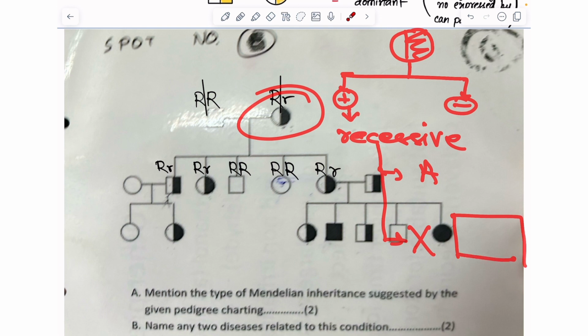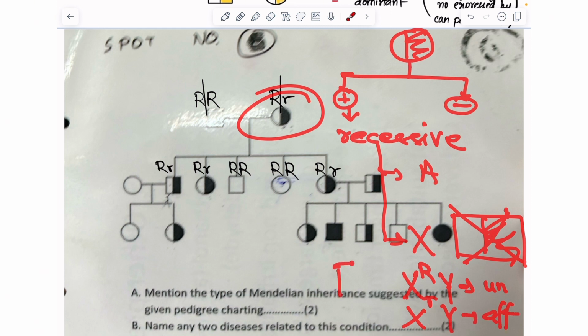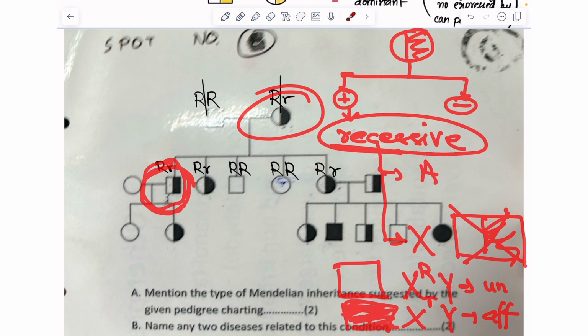And I said earlier, in X-linked recessive, carrier males are not possible because the gene is either X capital R Y, which is unaffected, or X small r Y, which is affected. So you either have an empty square or a completely shaded square, but not a half shaded square. However, in this pedigree, you can see that there is a male carrier. So it is recessive due to the presence of carriers, and since it has a male carrier, that means it is autosomal. So it is autosomal recessive inheritance.